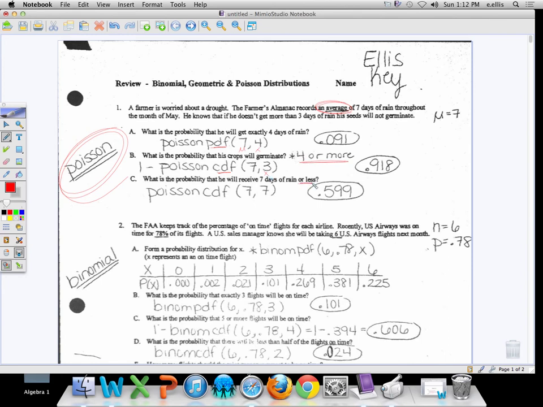And part C, what is the probability that he will receive 7 days of rain or less? That is 7 or fewer. Average is 7. We're going X of 7. And or fewer, that is why we're choosing CDF. You get 0.599.